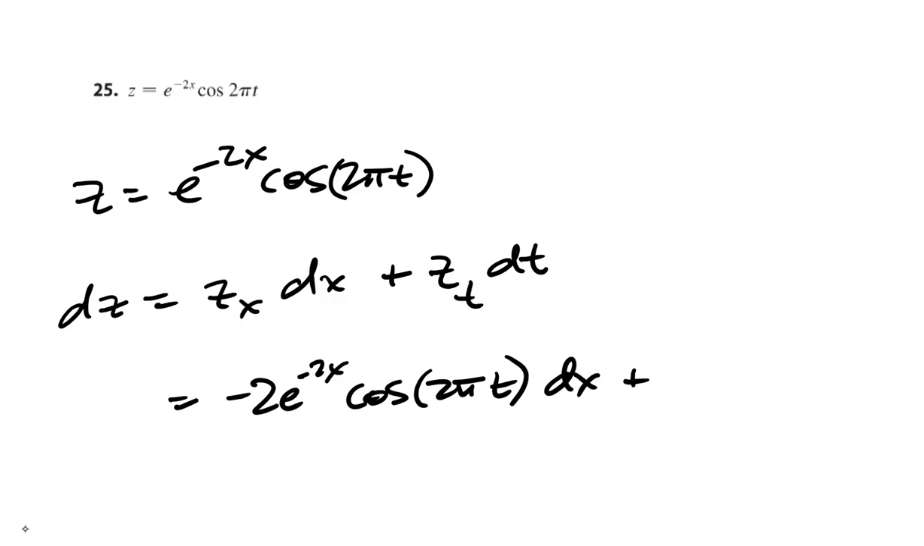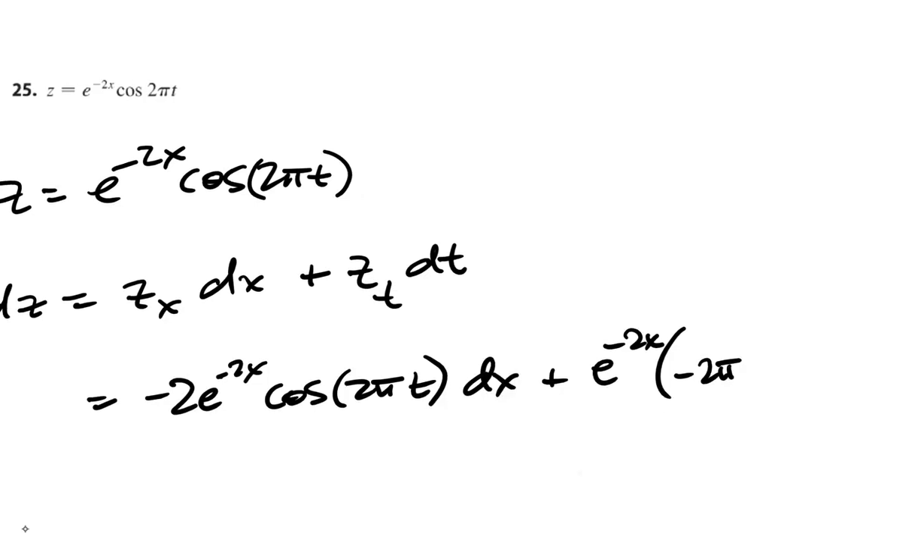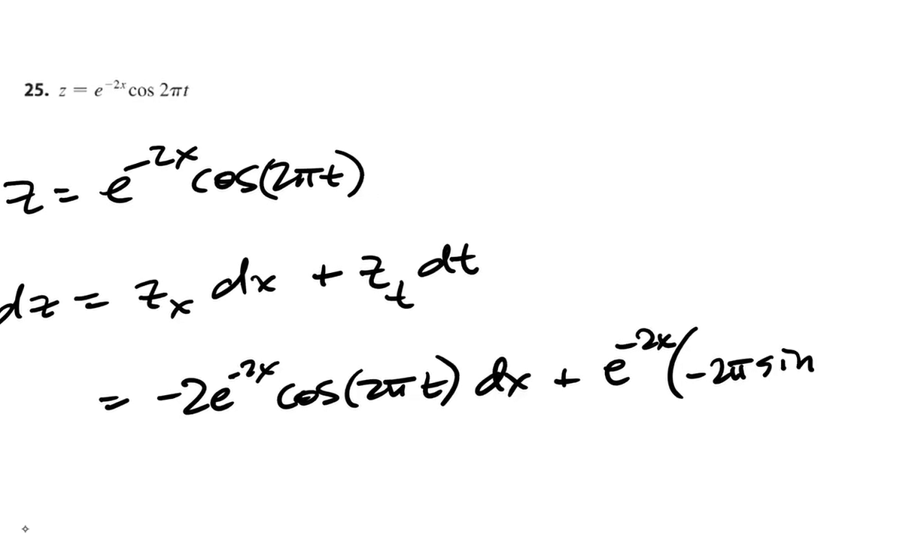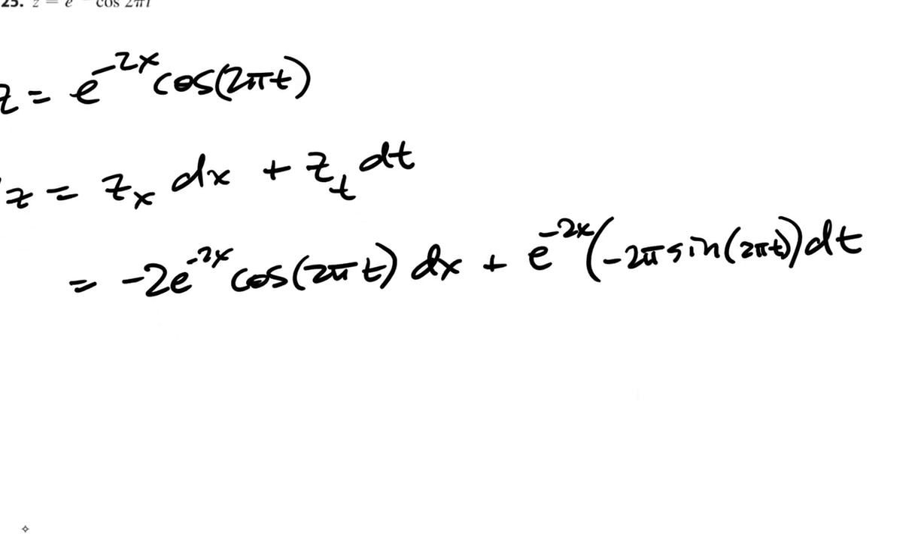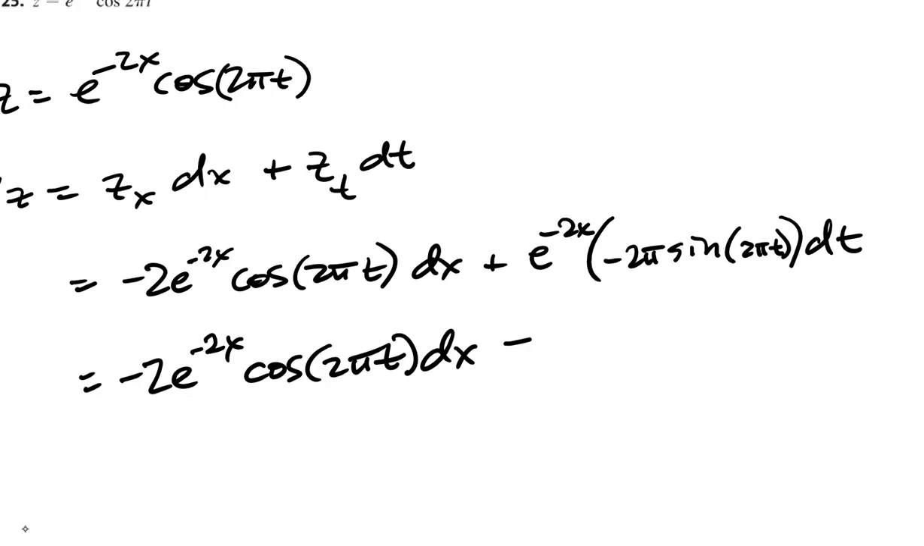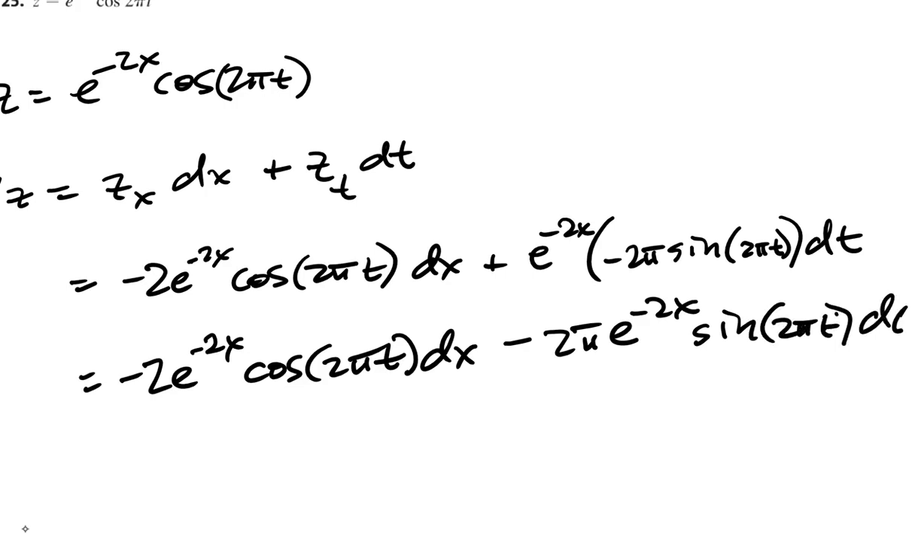z sub t would be, so we've got e to the negative 2x, z sub t would be negative 2 pi times sine of 2 pi t. And now we multiply times dt, and so we can clean this up a bit. So this would be negative 2 e to the negative 2x cosine of 2 pi t dx minus 2 pi e to the negative 2x sine of 2 pi t, all that times dt.